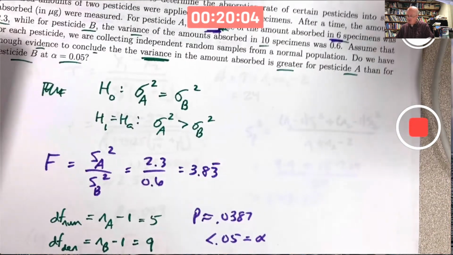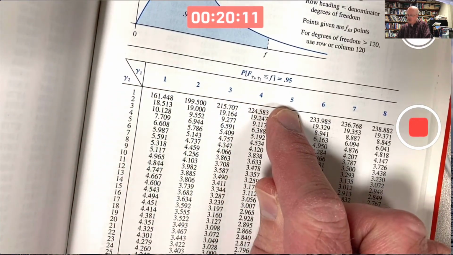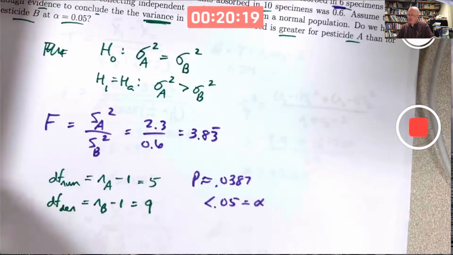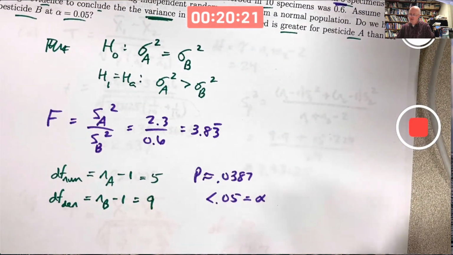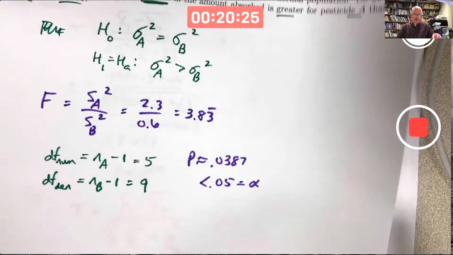Again, the degrees of freedom for the numerator is 5, the denominator is 9. In this table, the numerator degrees of freedom is across the top, the 5 there, and the denominator along the side, the 9 there. The critical value for a 5% test is 3.482, and our value is bigger than that, and therefore we reject the null. Our p-value would be less than 5%. That's how you would use that table.